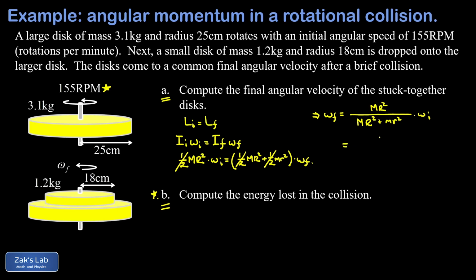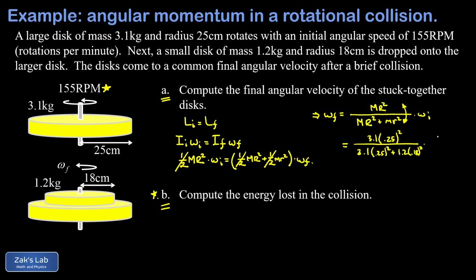So just subbing in our numbers. Big M was 3.1 kilograms, big R, 25 centimeters. I'm going to go ahead and convert that to meters. But even that is optional because I can see that my units of centimeters are going to cancel from the top and bottom of this fraction. Same thing in the first term for the denominator, 3.1 times 0.25 squared. And then my little m is 1.2 kilograms, and the radius there, 0.18 squared.